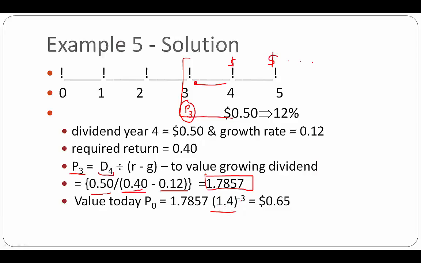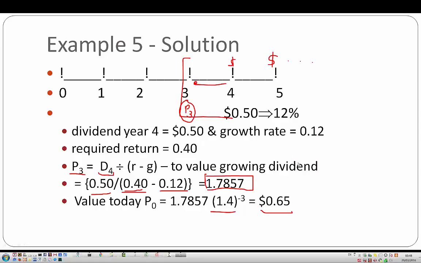Multiply that by 1.4 to the power of minus 3. Or alternatively, what we're really doing is taking 1.7857 and dividing it by 1.4 cubed. That would tell us that a reasonable price to pay would be 65 cents.